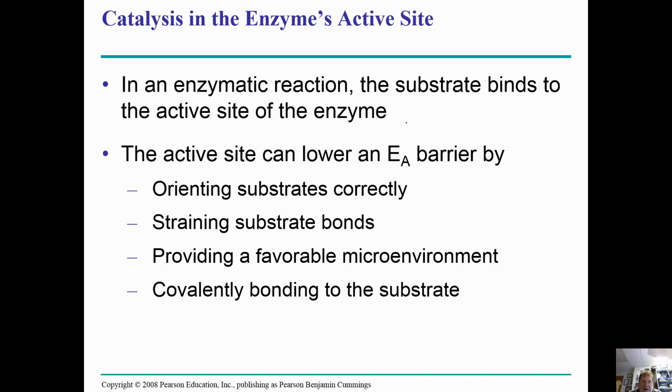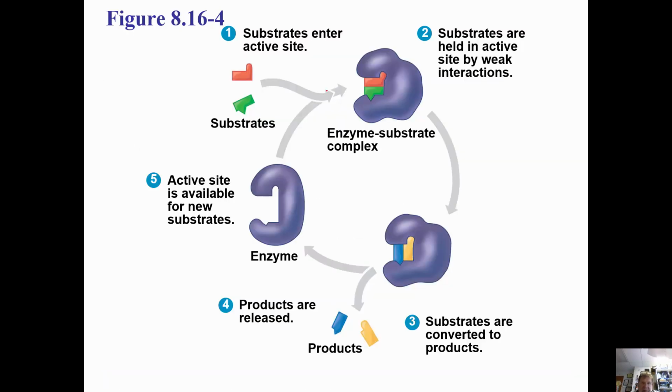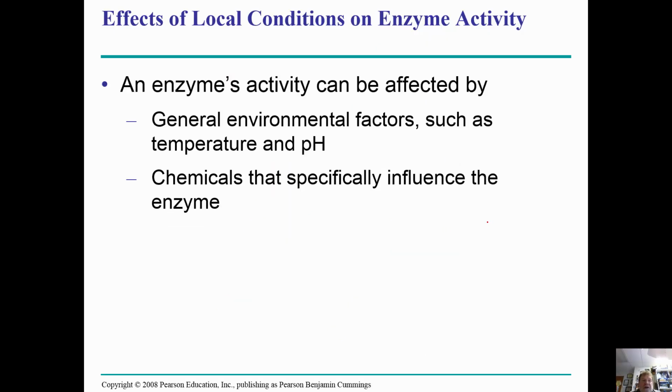The active site can lower the energy of activation barrier by orienting substrates correctly, straining substrate bonds, providing a favorable microenvironment, or covalently bonding to the substrate. All these things can happen. And so it's almost like a lock and key. We see that enzyme-substrate complex, and then we see that change occurring.